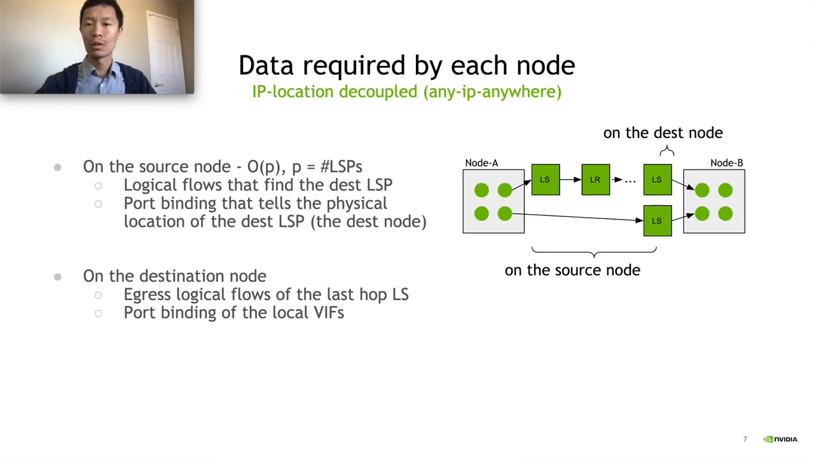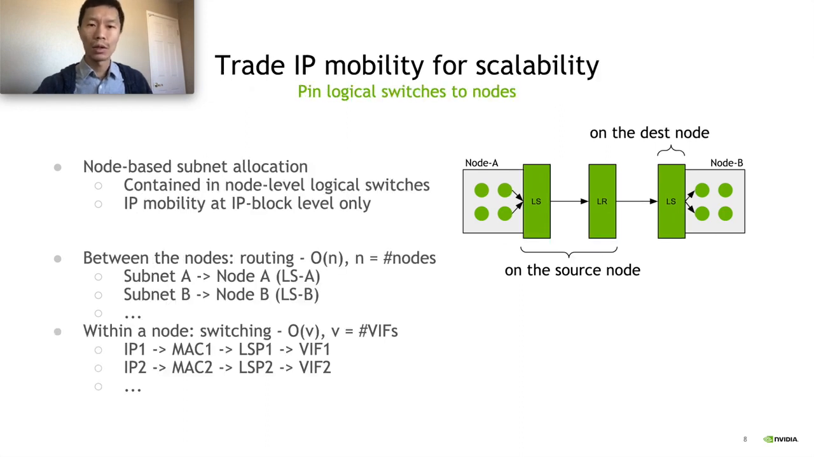So in this diagram, a workload on node A needs to send some packet to a workload on node B. The packet will go through some logical pipelines, logical switches and routers, and these pipelines are executed as OVS flows, which all happens on the node A side, in fact. To reduce the size of the data that needs to be maintained on the source side, we use the approach called pin logical switch to nodes, basically to trade the IP mobility for scalability.